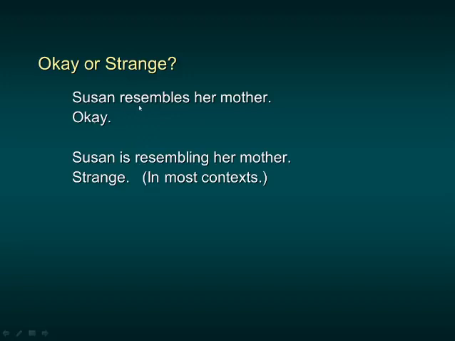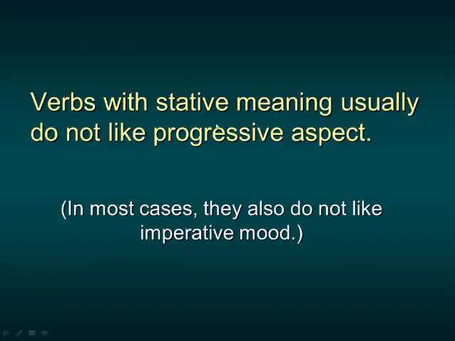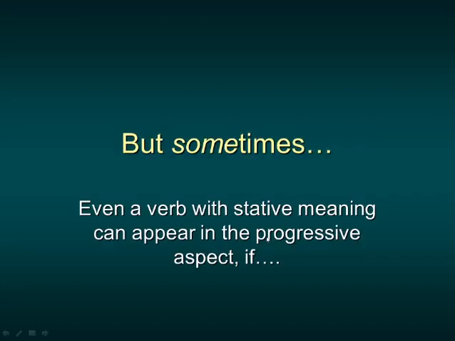Okay, your answer seems to make sense. Your answer is seeming to make sense. In most contexts, your answer seems to make sense. This way you are using it. Okay, verbs with stative meaning usually do not like progressive aspect. In most cases they also do not like imperative mood. But sometimes even a verb with stative meaning can appear in the progressive aspect.